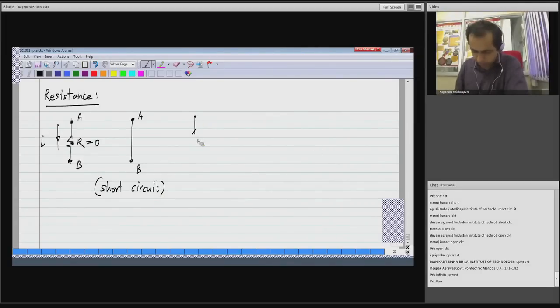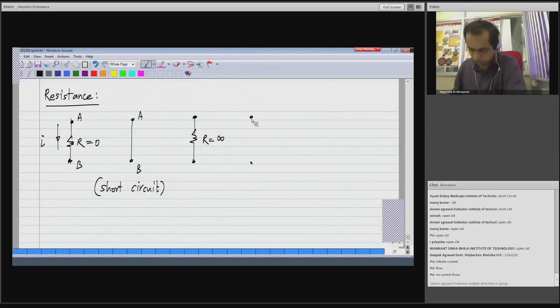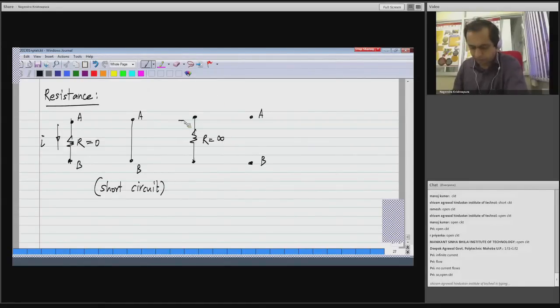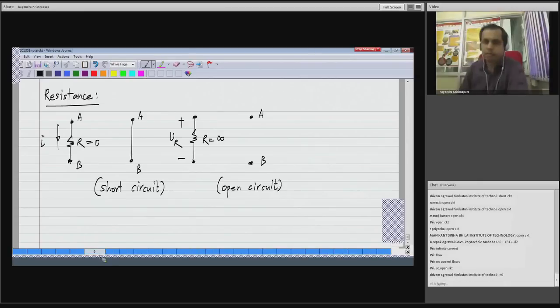And a resistance of infinity would mean that it's an open circuit. Okay, because if a resistance is infinity, that means whatever voltage you have across this, the current through this, which is V_R divided by R, as R tends to infinity, will go to 0. That means no current can flow between these nodes through this branch. So that is an open circuit. Okay, so an infinitely large resistance is like an open circuit.